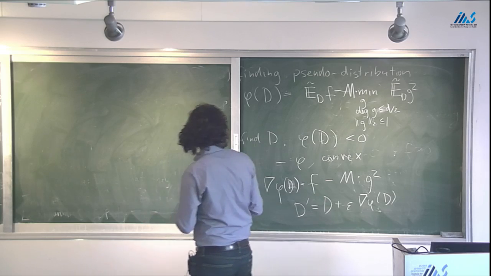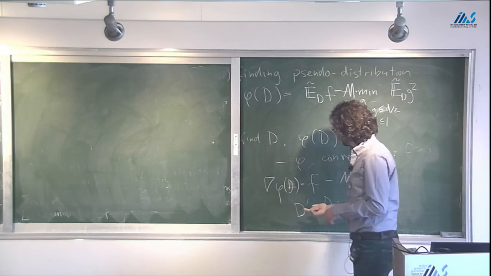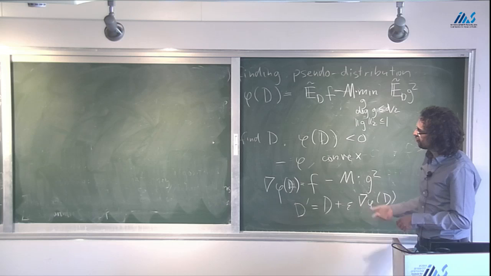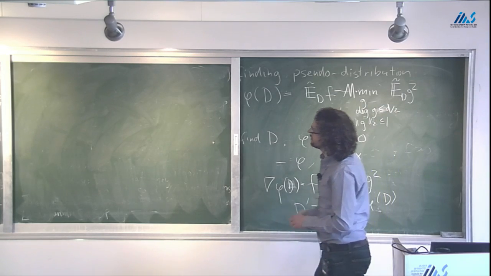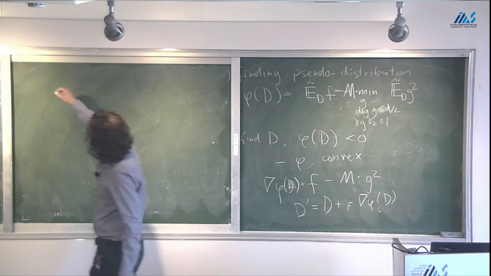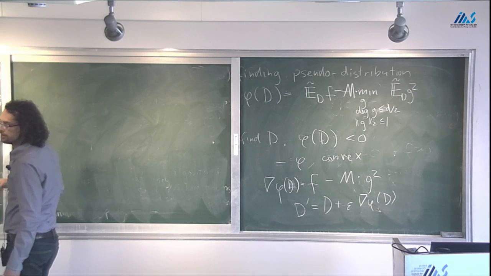How to use these pseudo-distributions. I introduced these pseudo-distributions with the promise that they allow us to reason about sum of squares certificates in a better way. Let's see this for the example of max cut.